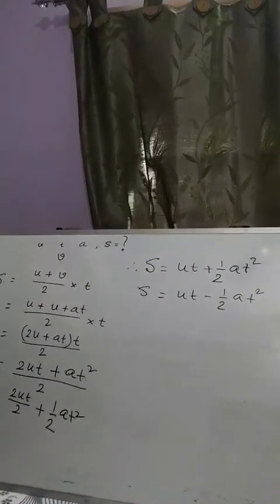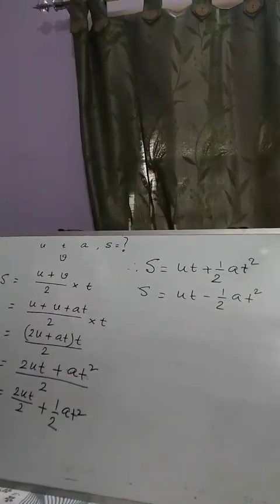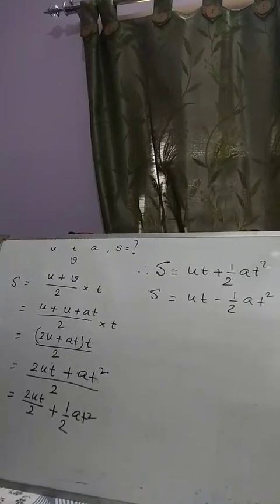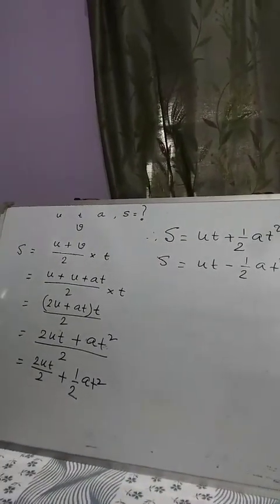Today we learn the three formulas: s is equal to vt, v is equal to u plus at, and s is equal to ut plus half at square.